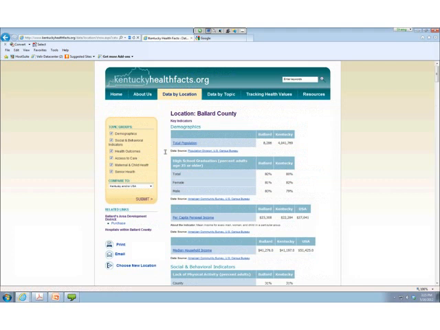Another thing that I wanted to point out while we're on the data by location page is the other ways to get information.